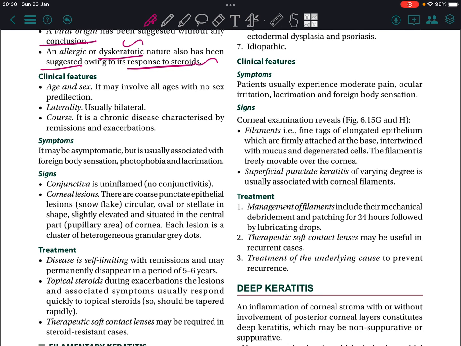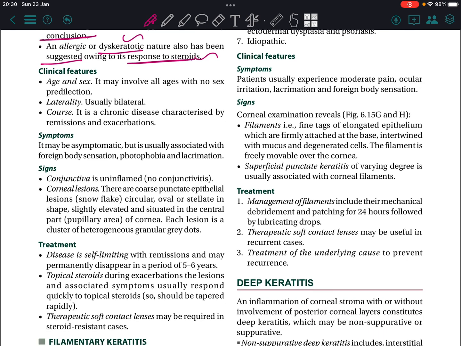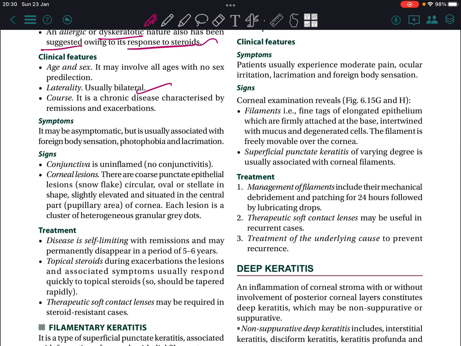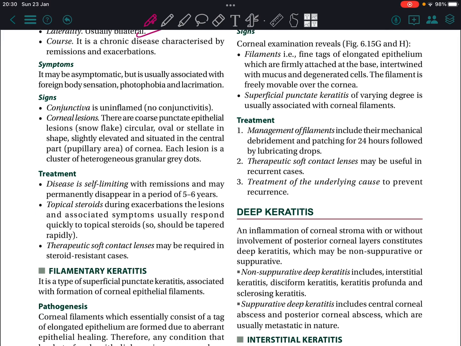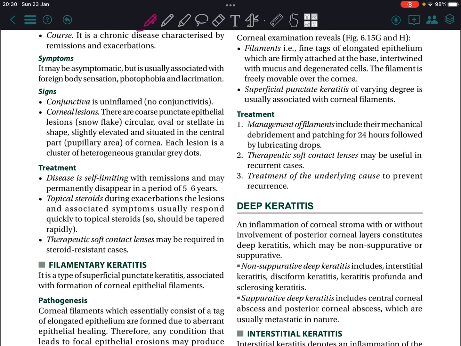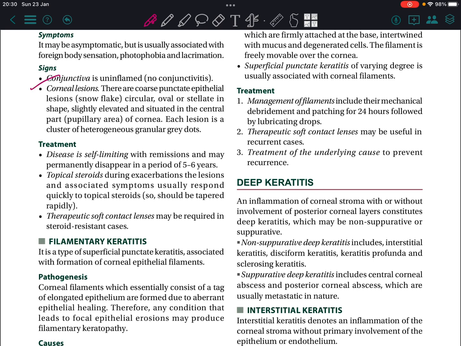Clinical feature: age and sex. It may involve all ages with no sex predilection. Laterality: usually bilateral, chronic disease characterized by remissions and exacerbations. Symptoms: it may be asymptomatic but is usually associated with foreign body sensation, photophobia, lacrimation, etc. Signs: conjunctivitis, uninflamed cornea, coarse punctate epithelial lesions, snowflake circular lesions, oval or stellate in shape, slightly elevated and situated in the central part of the cornea. Each lesion is a cluster of heterogeneous granular gray dots.